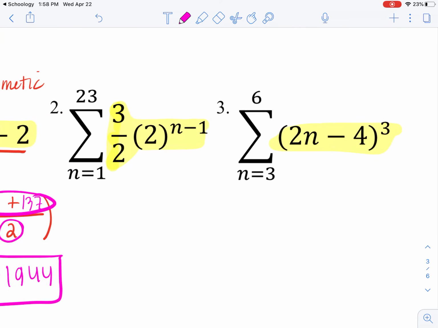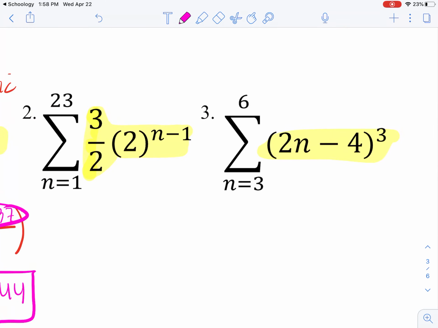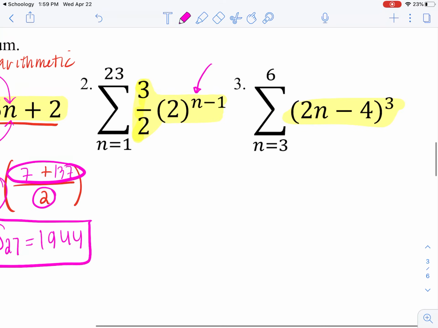Okay, all right, let's look at the next one. Is this highlighted in yellow arithmetic, geometric, or neither? It's geometric. Why is it geometric? Because this is an exponential function. There is a variable in the exponent, right? So this is an exponential function. So geometric, and I can use my geometric sum formula.